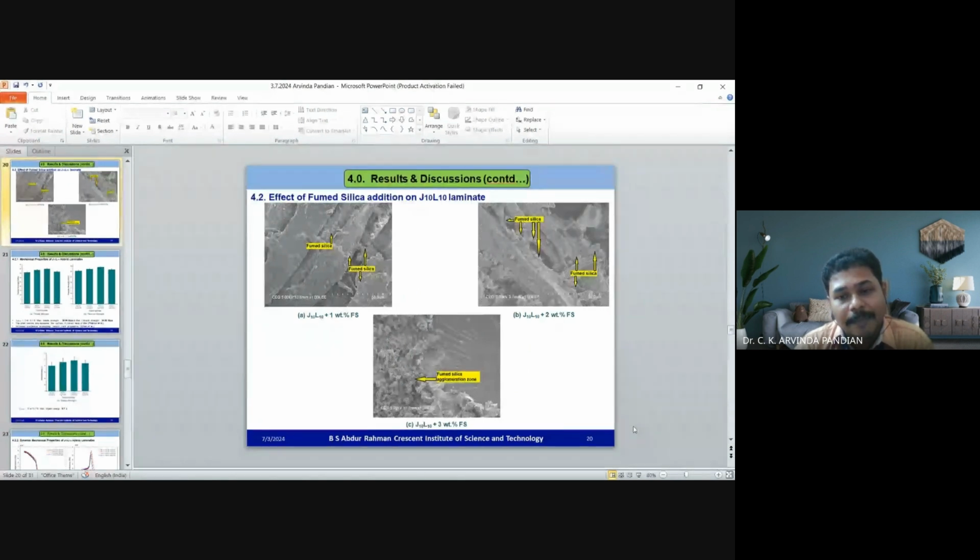In this optimal laminate, the industrial waste fumed silica has been incorporated at 1, 2, and 3 weight percentages. So you can find the scanning electron microscopic images of J10L10 plus 1, 2, and 3 weight percentage. At 3 weight percentage, the powder material has gone to agglomeration, the particles agglomerate in the composite, which may lead to weakening the composite.